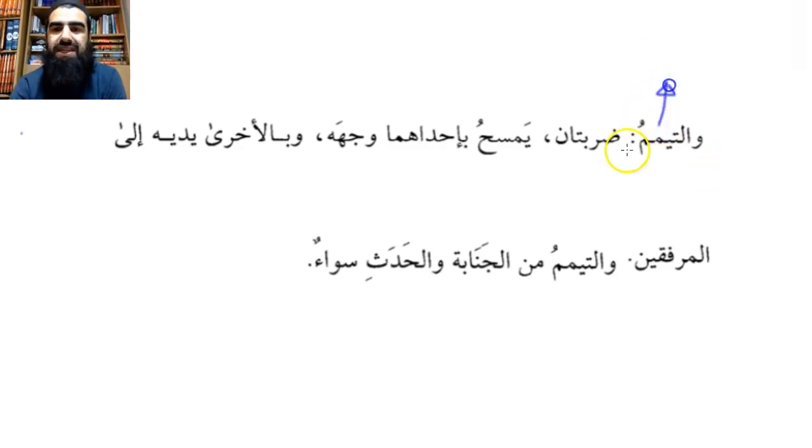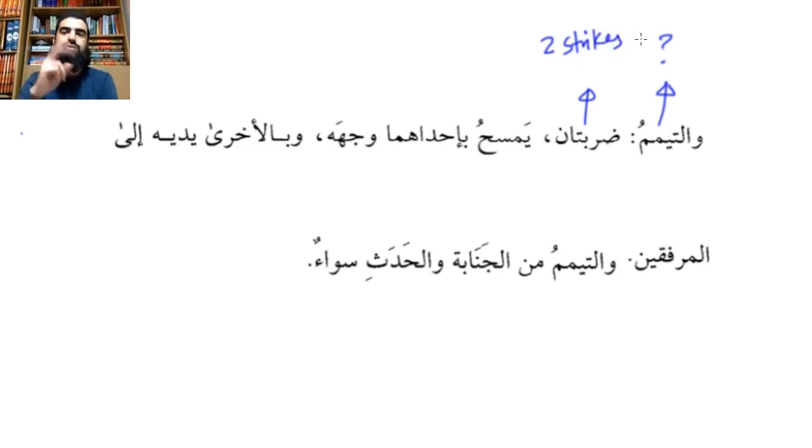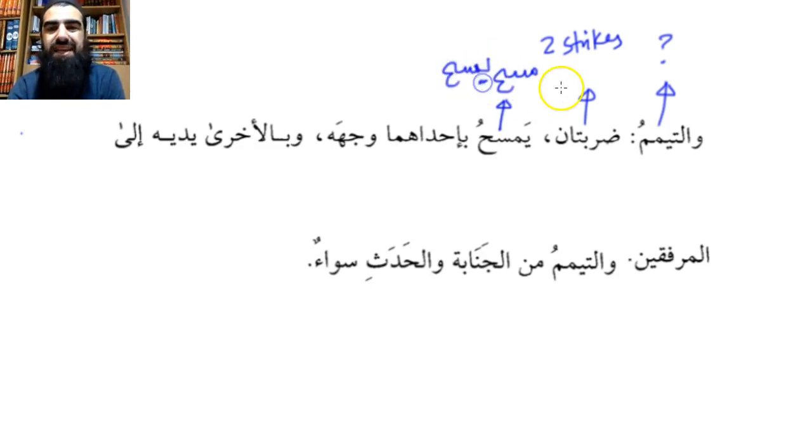So at-tayammum, this word, what does it mean? You guys should know what this means. Think. Right, if you don't know, go back to the previous videos. Darbatan. Yeah, darbatan is two strikes. Darbatun is one and darbatan is two. So darbatan, two strikes. Yamsahu, masaha, yamsahu, fataha, yaftahu. It means to wipe in Arabic.